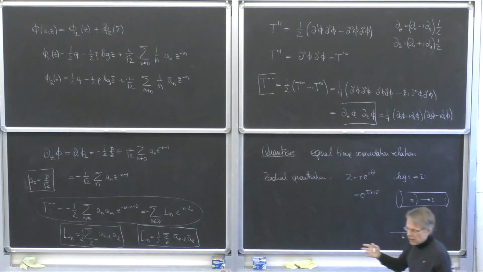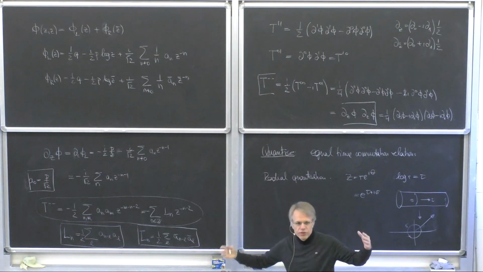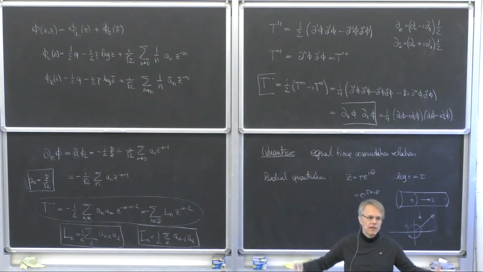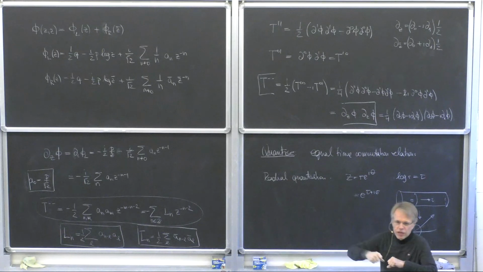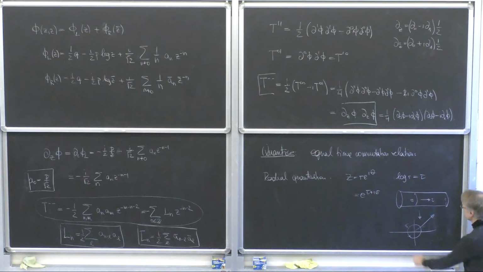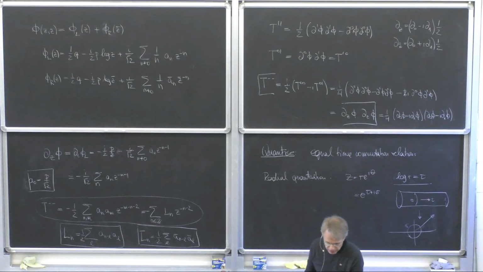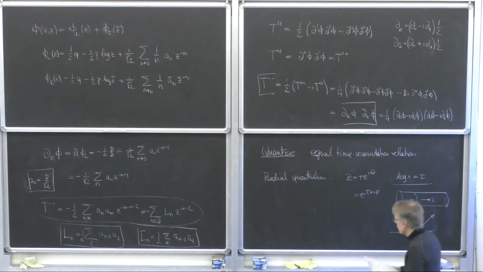When you want to quantize this theory, you have to say what time is, and there is not a canonical choice. It shouldn't matter. So you choose whatever is convenient, and here it's convenient to do it that way. So you treat the radial coordinate as time. And then what you have to impose is the equal time commutation relation.